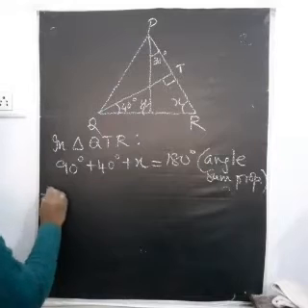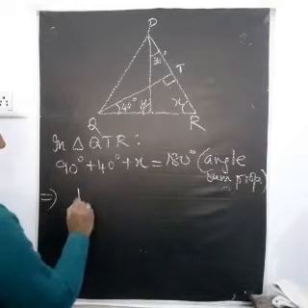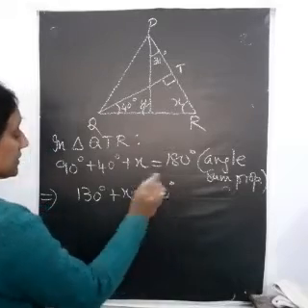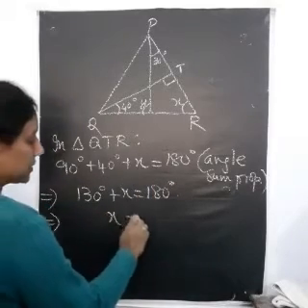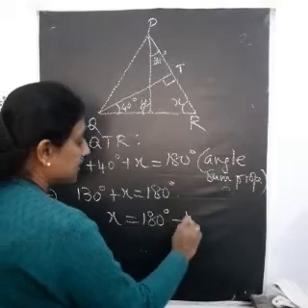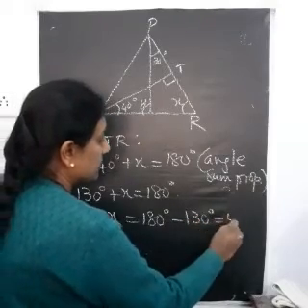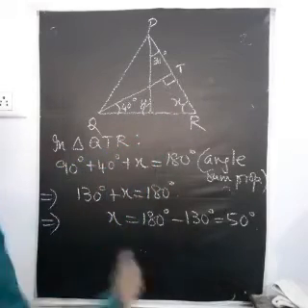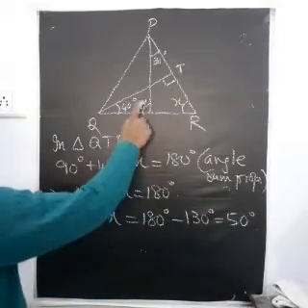Okay, so what do you get here? This 90 plus 40 is 130 degrees plus X equal to 180 degrees. So what is X equal to? 180 minus 130, which is equal to 50. So I have got the value of X as 50. Now we have to find the value of Y.